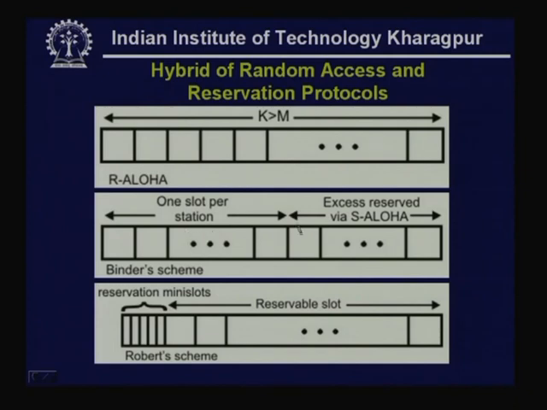And another technique is used when the number of stations is smaller than the number of slots, then you have implicit allocation. So, this is 1 slot per station, and since the number of stations is small, implicit allocation is there, and then the excess slots can be accessed by using reservation Aloha or slotted Aloha. That means this part is acquired by contention based techniques. This is Binder's scheme, and in Roberts' scheme, as we know, a separate slot known as the reservation slot is used for performing reservation, and then data can be sent in different slots.